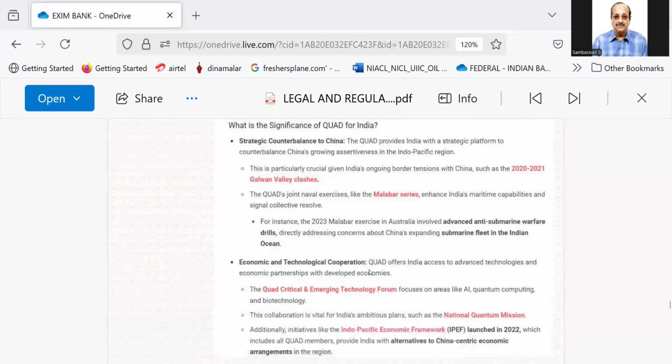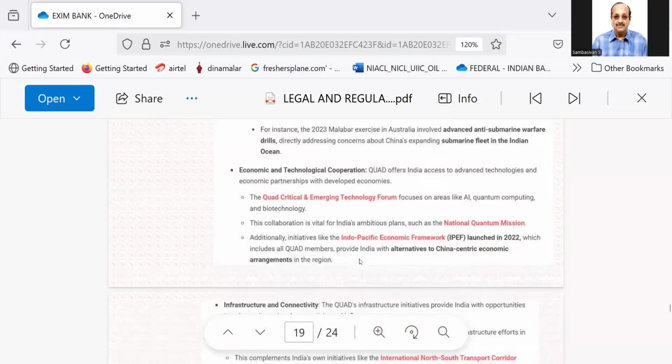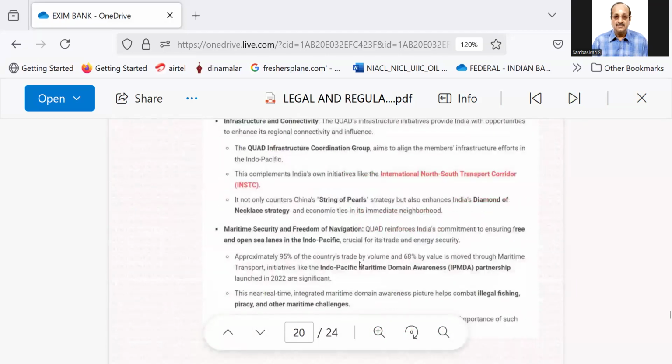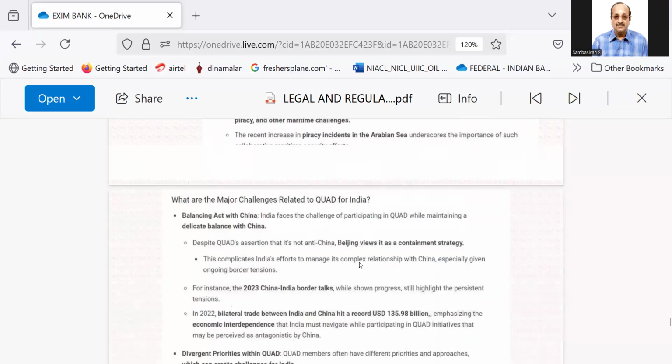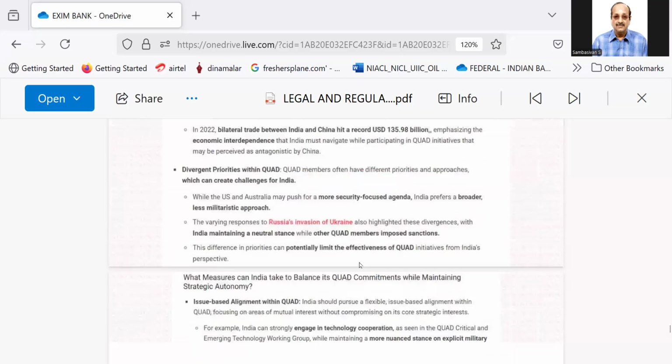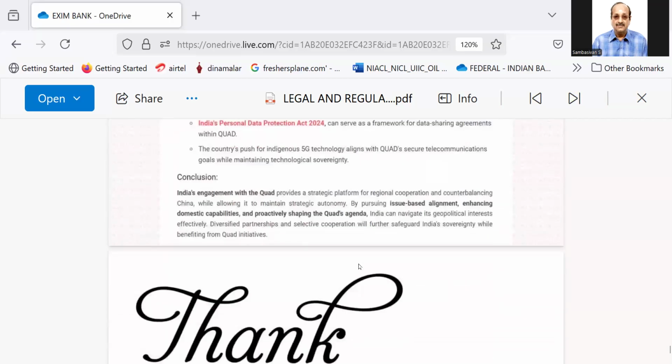And the significance of Quad for India is given: economic and technological cooperation, maritime security, infrastructure and connectivity, and major challenges related to Quad for India. So please go through this.